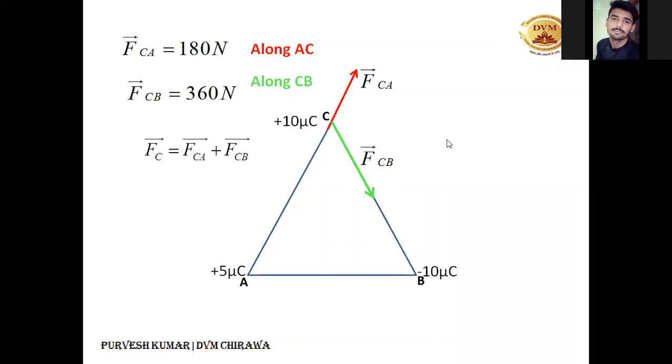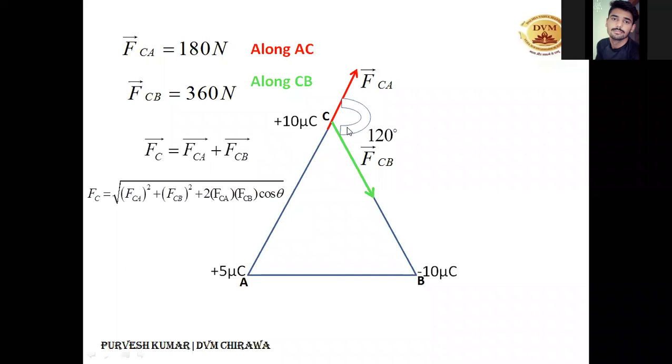So the net force on the charge placed at C is the vector sum of the force on C due to charge placed at A and the force on C due to charge placed at B. That's what I have written, that FC vector is equal to FCA vector plus FCB vector. And we know how to add these vectors by using the parallelogram law. So it will be like square root of FCA square plus FCB square plus 2 FCA FCB cos theta, where theta is the angle between FCA and FCB. And it is your 120 degree.